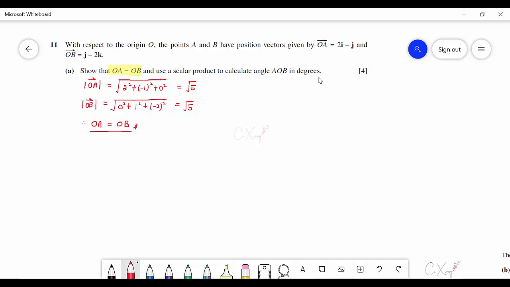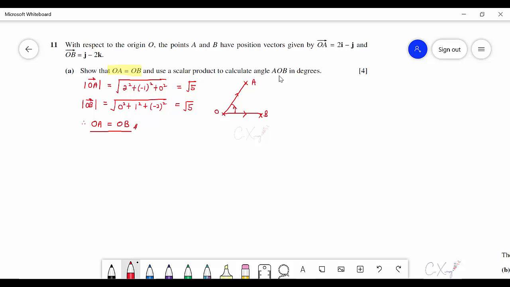So we have done the first part. After that, they want you to use a scalar product to calculate the angle AOB in degrees. To get the angle AOB, maybe A is here, let's say O is here, and B is here. To find the angle AOB using the scalar product, you need to make sure that both vectors are going out from the O.